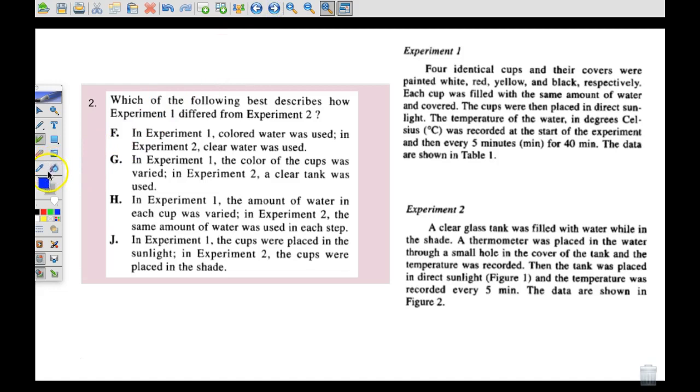In question 2, it's asking which of the following best describes how experiment 1 differed from experiment 2. So we'll be comparing the two experiments to determine the different independent variables, or what we're testing. So in experiment 1, they had 4 identical cups and their covers were painted 4 different colors. But in experiment 2, it was a clear glass tank filled with water. So after reading the different possibilities, G best fits the answer for the question, because in experiment 1, the color of the cups was varied, and in experiment 2, a clear tank was used.